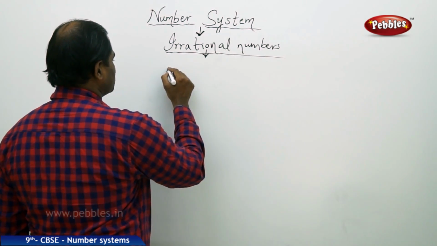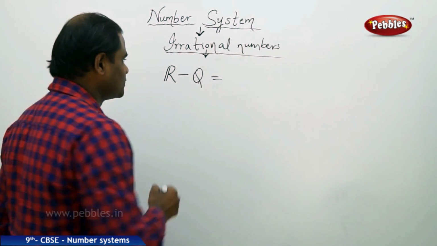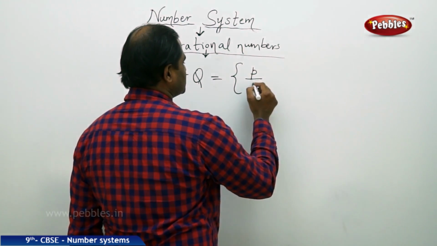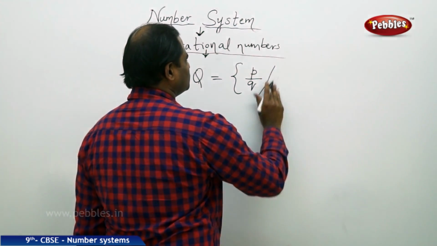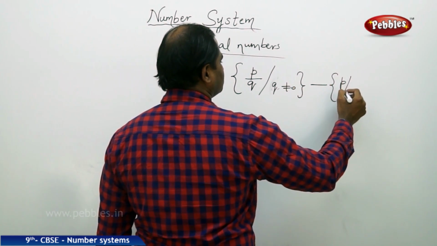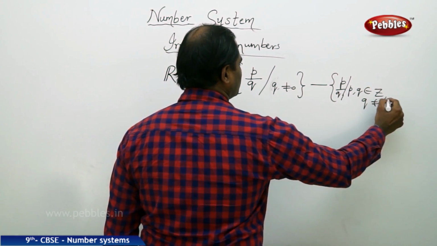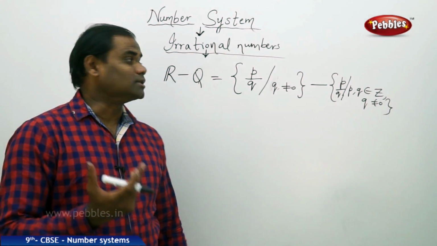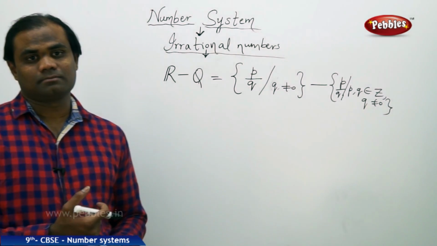The set of irrational numbers is denoted by all real numbers except Q, R minus Q. Rational numbers are anything expressed in the form p by q such that p, q are integers and q not equal to 0. That is how we understand irrational numbers. Let's try to see better examples to understand what an irrational number is.